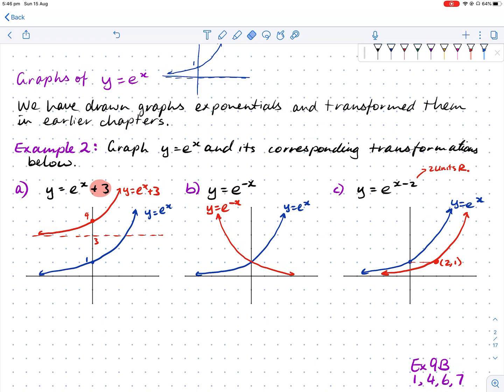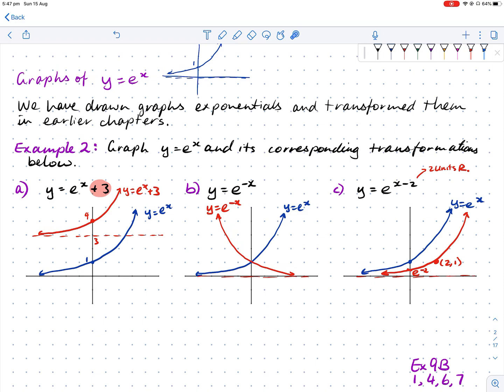What we might want to do here is find the y-intercept. So if I substitute in x equals 0, that's going to give me e to the power of negative 2. Okay, so that would be the y-intercept of this graph. Again, the asymptote is still the x-axis here. Okay, so hopefully that's a little bit of a review of how to draw graphs of exponentials.